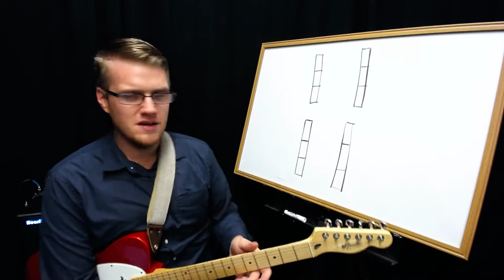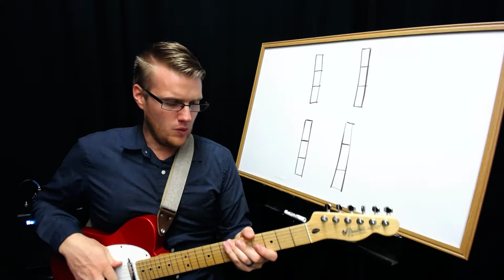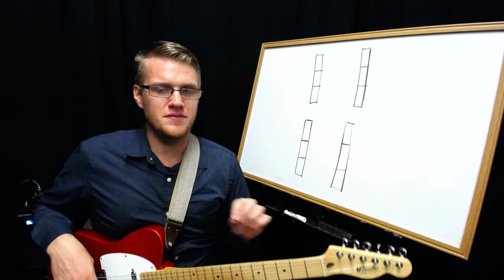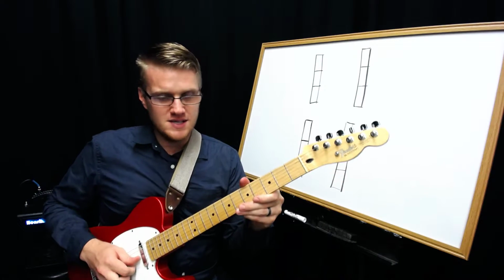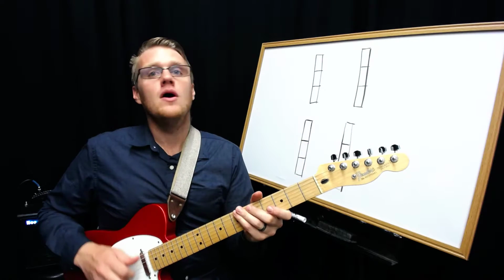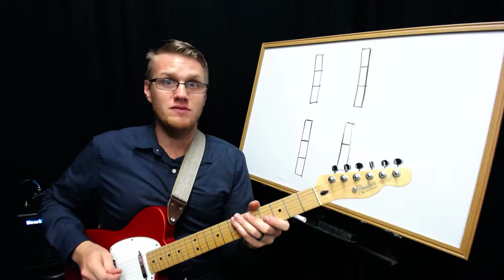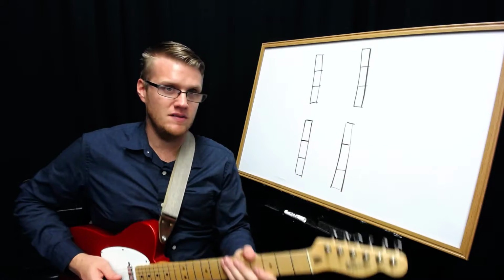Now, because of the nature of the instrument and the way that intervals are laid out on the fretboard, there are 2 different shapes for a major third, and there are 2 different shapes for a minor third, because the distance between the G and the B string is a major third. All of the other strings have the interval of a perfect fourth, but in between the G and B string, it's a major third, so we'll have to compensate for that.